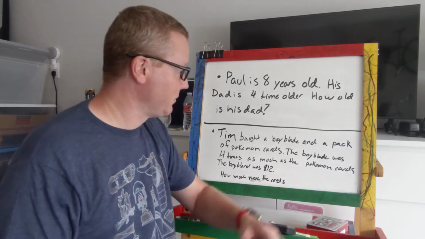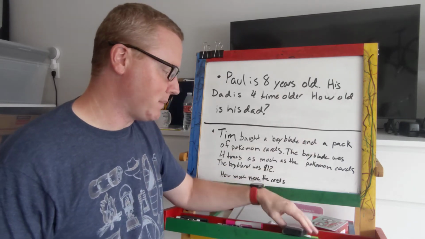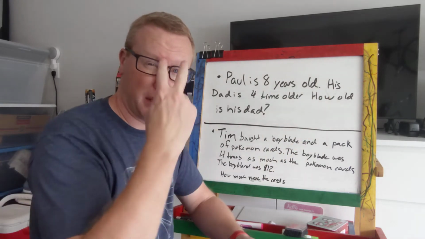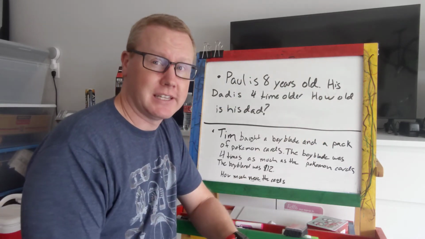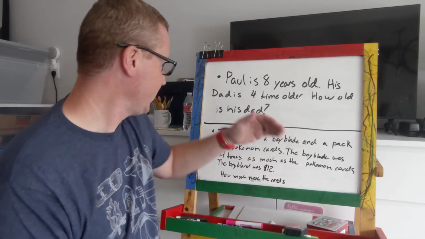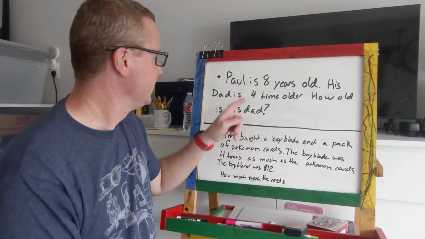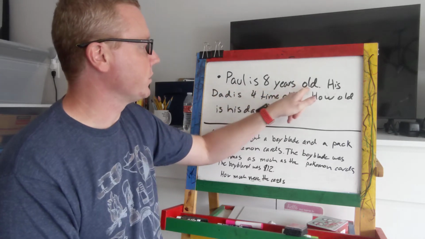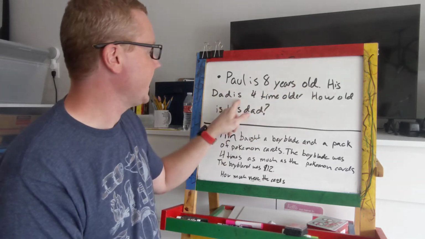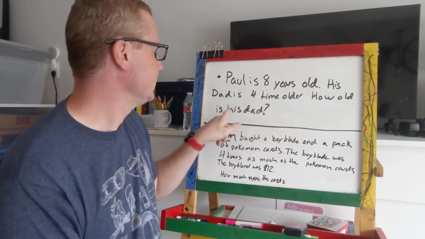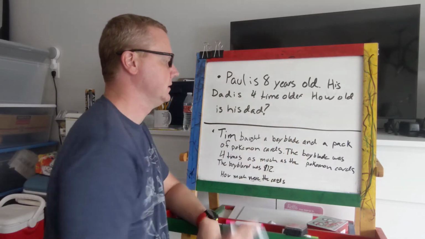So we're going to start off with some more word problems. Word problems are just math that's hidden in the words, and you have to be able to pull out that equation that you see in there. So we're going to start off with this one. Paul is 8 years old. His dad is 4 times older. How old is his dad?